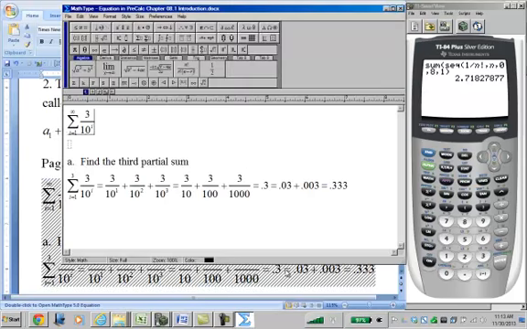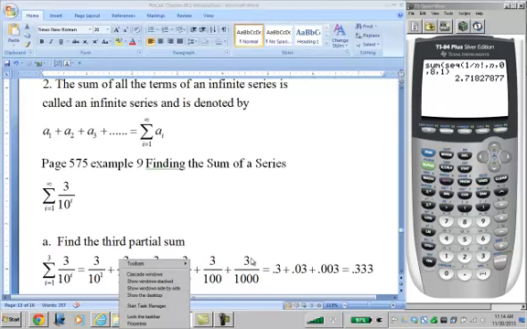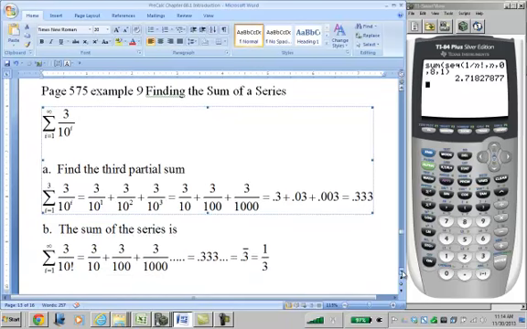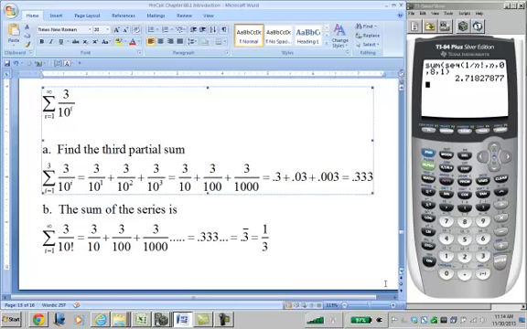and here's another typo. Good Lord. That's a plus, not an equals. 0.3 plus 0.03 plus 0.003, so it's 0.333. The sum of the infinite series is going to be 0.333 forever, 0.3 repeating, which is 1/3.